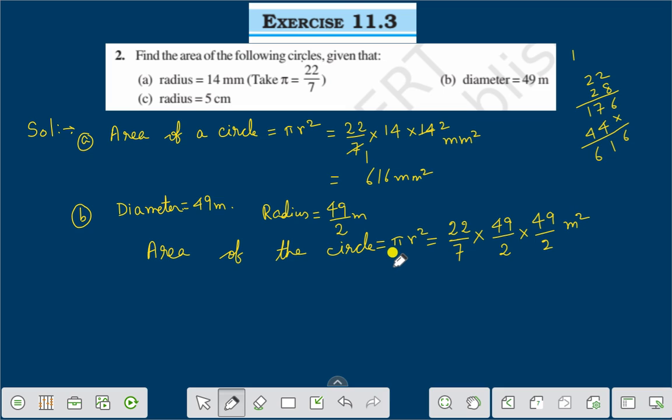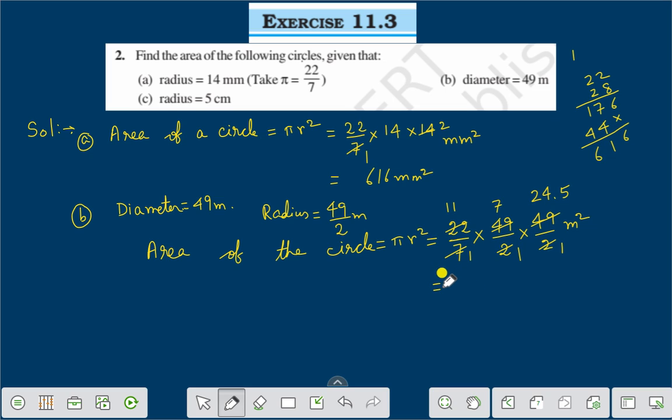Now you have to cut this 7, that is 7 into 7, 7 7s are 49, right? And with this divide, 2 1s are 2, 11 is 22, right? Now, if we divide this by 2, we are getting 2 and 2. 2 4s are 8, 2 5s are 10, 24.5.